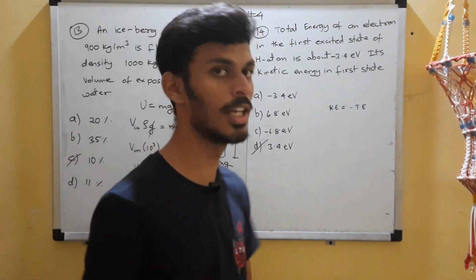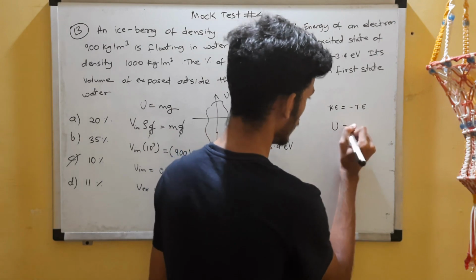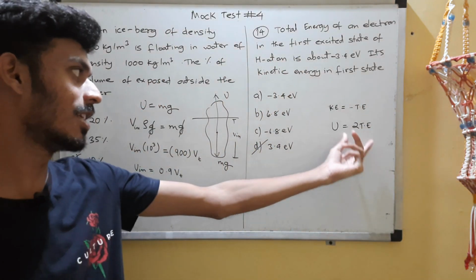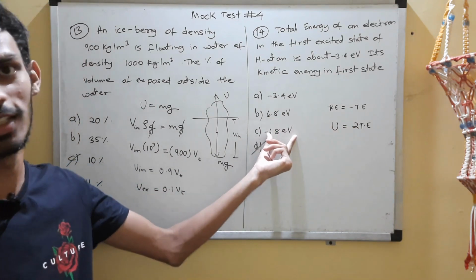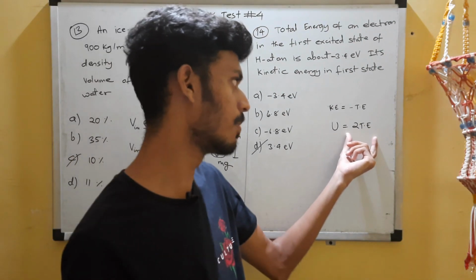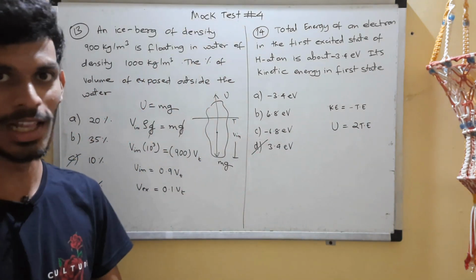And if you're curious, the relationship between potential energy and total energy is 2 times the total energy. So if they had asked for potential energy, the answer would have been minus 6.8. Just 2 times of this. So potential energy is 2 times the total energy. Kinetic energy is just the negative of total energy.